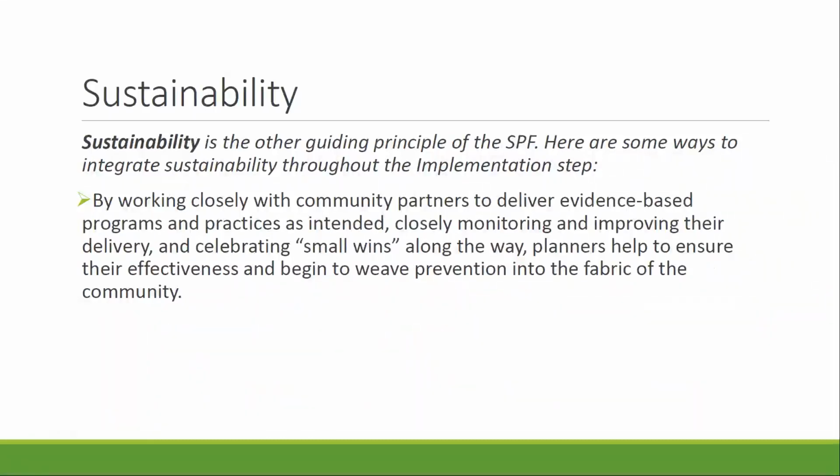Sustainability is the other guiding principle of the SPF, and here are some ways to integrate sustainability throughout the implementation step. By working closely with community partners to deliver evidence-based programs and practices as intended, closely monitoring and improving their delivery, and celebrating small wins along the way, planners can help to ensure their effectiveness and begin to weave prevention work into the fabric of their community. So this goes back to some of those implementation supports that we are working to establish. The more established those supports are, the more likely a program or practice, and ultimately the community outcomes it influences, is going to be sustainable.